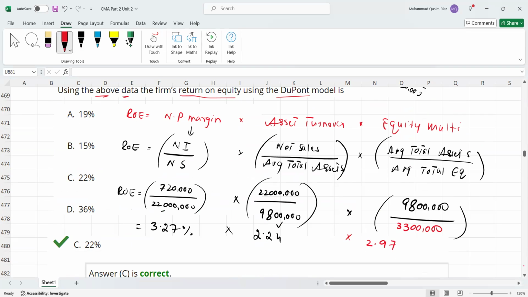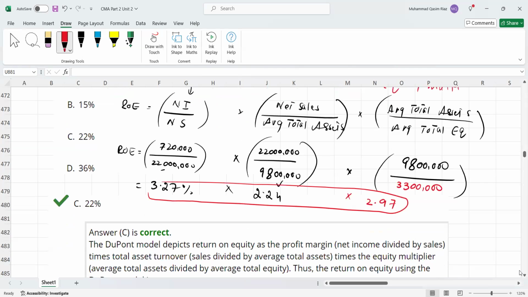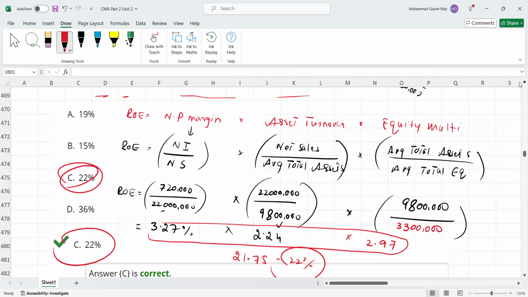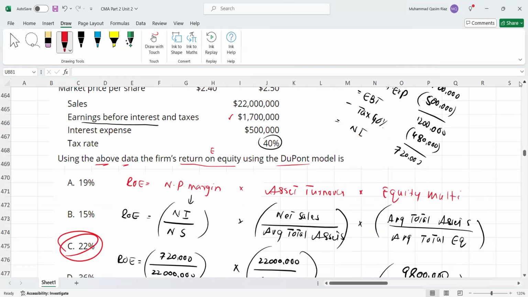Now we will multiply all these three values. So this will give you what? Return on equity. So here we go. 3.27 times 2.24 times 2.97. The answer is 21.75, so the rounded value is 22%. Okay, so this 22% is the answer, which is option C. So this is the return on equity. Okay, guys, this is how you find it from this question.